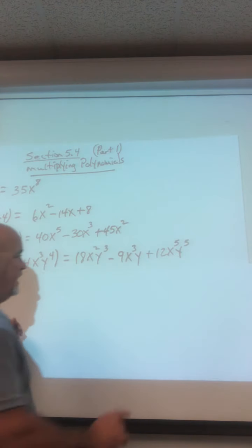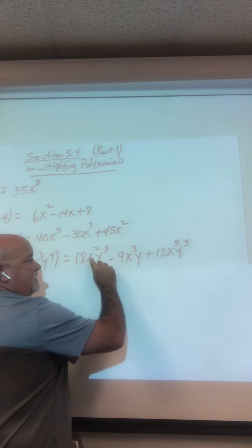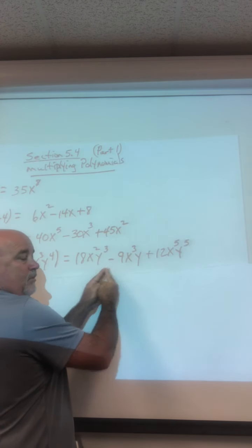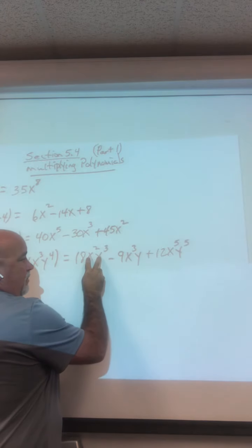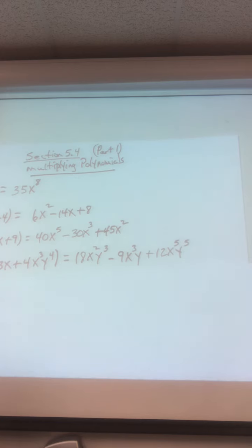Now, let me say once again, if this had been x squared y cubed, and this is an x squared y cubed, I could add those together because they would be like terms. But this one and this one are all unlike terms, so you cannot add or subtract those together. But always after you distribute, always back up and look and see if any of those terms will add or subtract together.